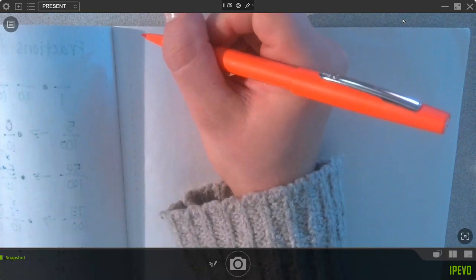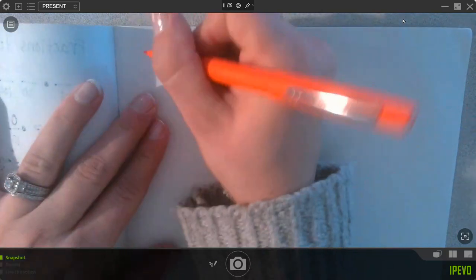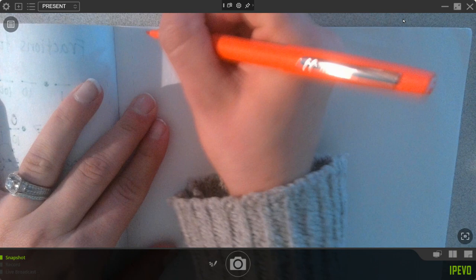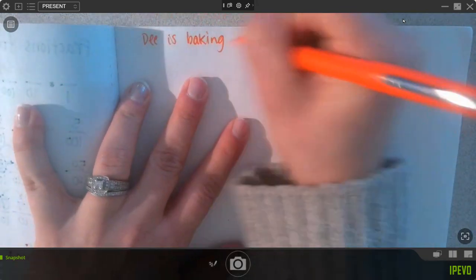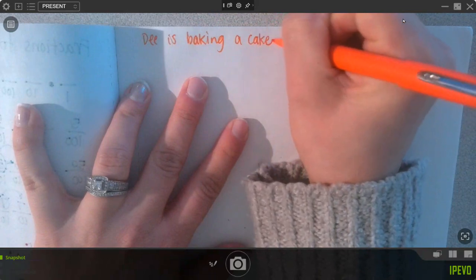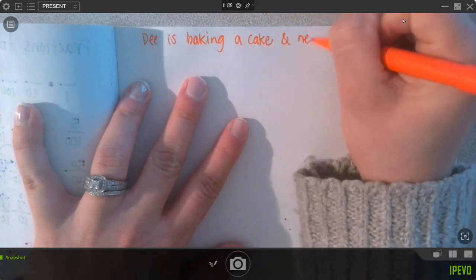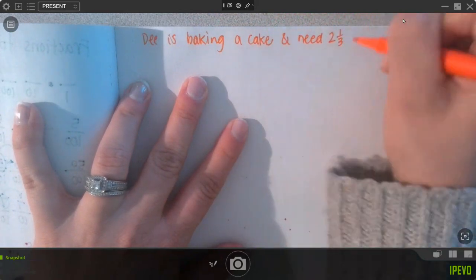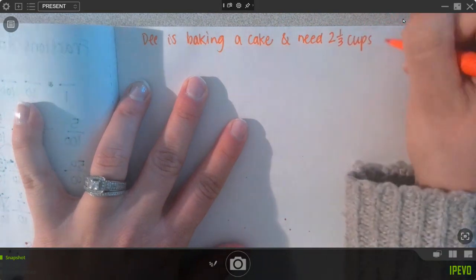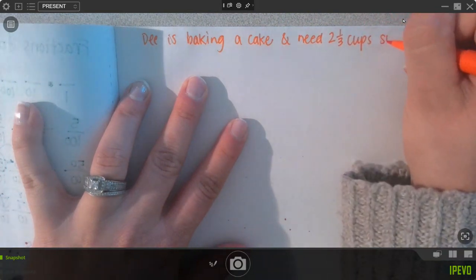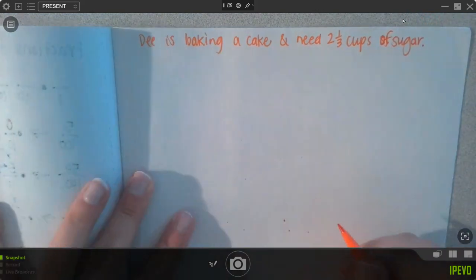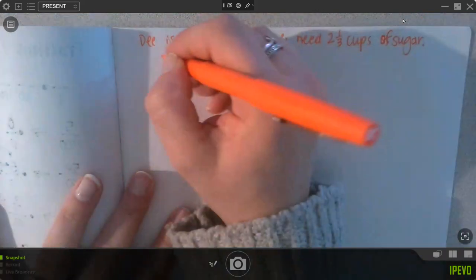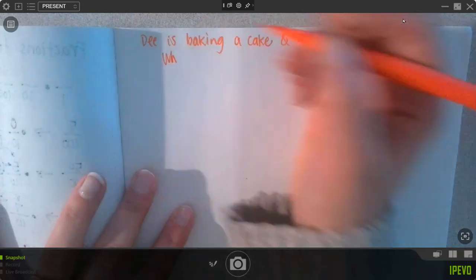So let's say that D was baking a cake and needs 2 1/3 cup of sugar. Okay. My question to you, you don't have to write the question down, but you can if you would like.